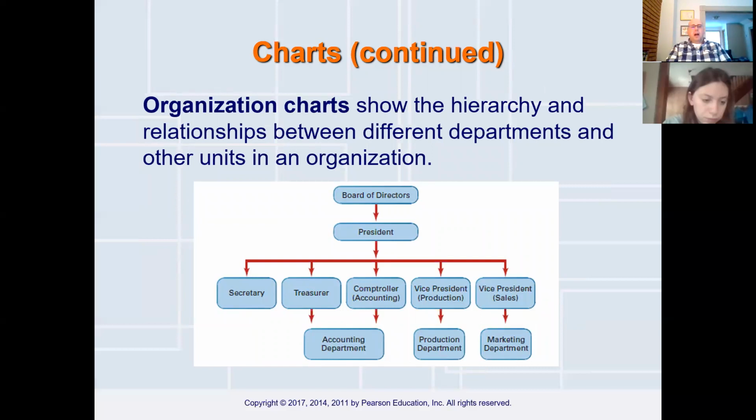Organization charts are going to show the hierarchy of relationships between different departments and other organizations. If anything, think of this as kind of ancestry.com. You can see that everything comes from a common ancestor, but may not necessarily be a direct descendant of something, okay? It may only share a relationship in some way.